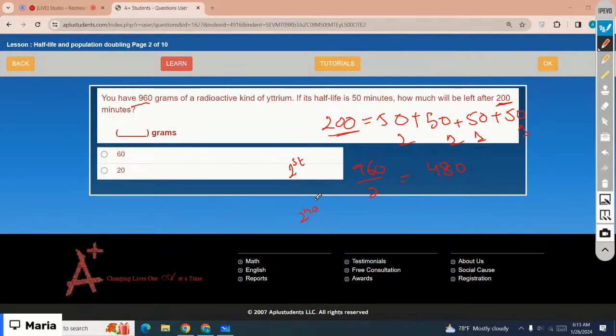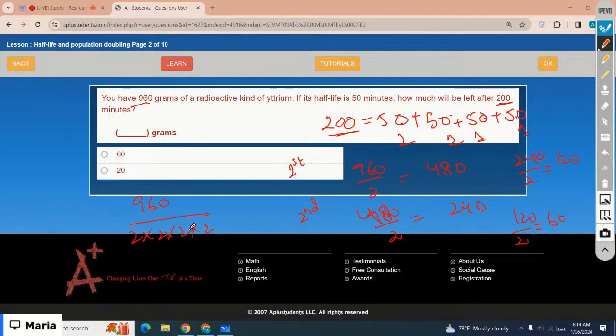Now calculate the second half life, 480 divided by 2, that is 240. For the third one, you need to calculate 240 divided by 2. That would be 120. Then the last one is 120 divided by 2, that is 60. Or you can do 960 divided by 2 times 2 times 2 times 2, because you need to calculate 1, 2, 3, 4 half lives.